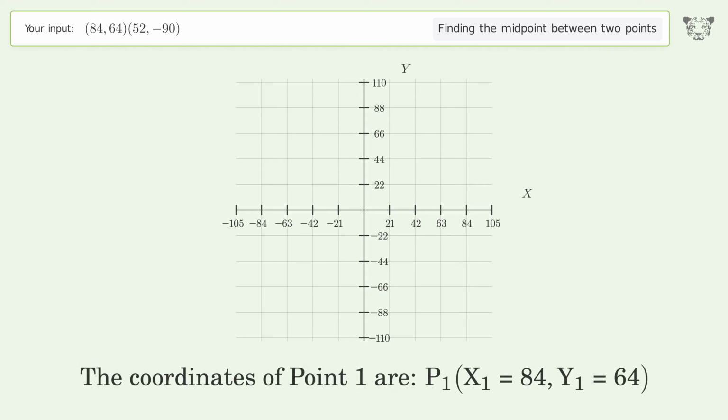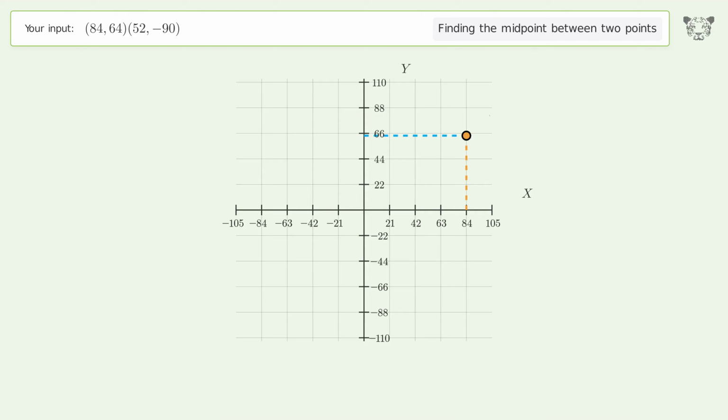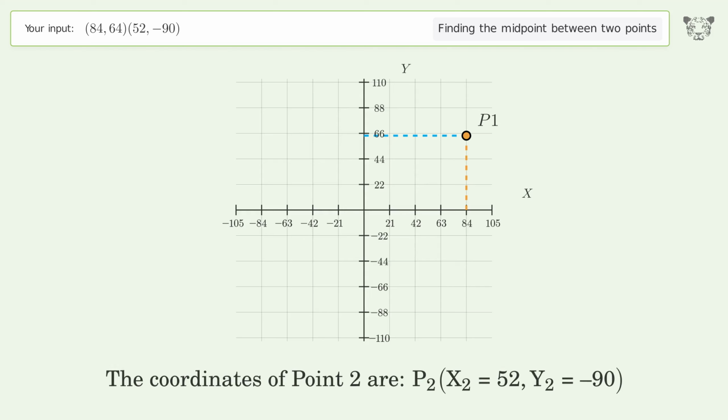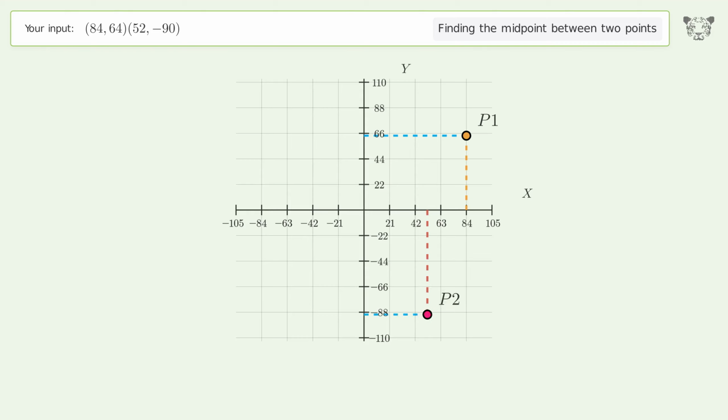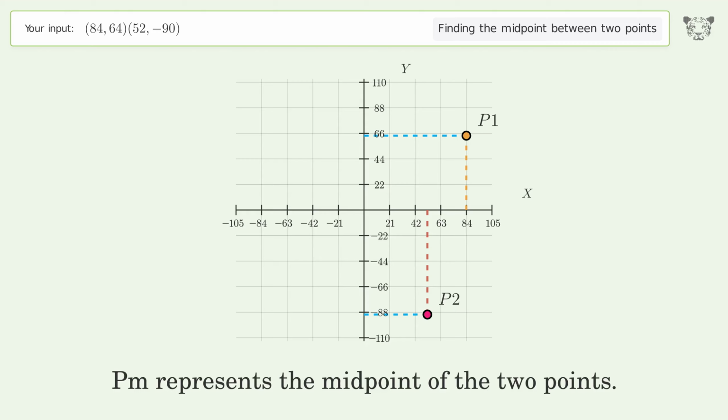The coordinates of point 1 are x1 equals 84, y1 equals 64. The coordinates of point 2 are x2 equals 52, y2 equals -90. PM represents the midpoint of the 2 points.